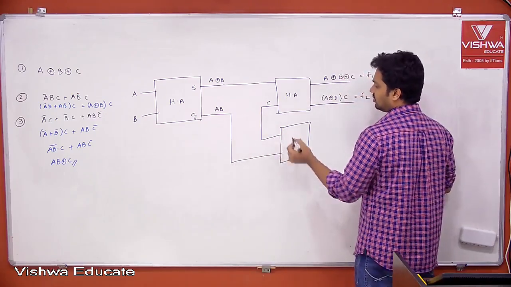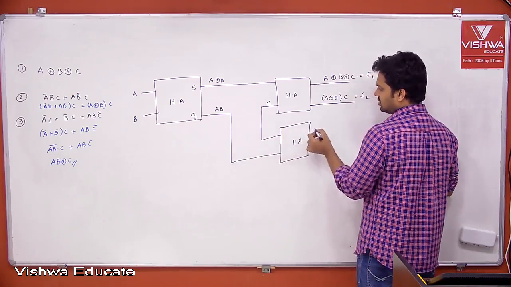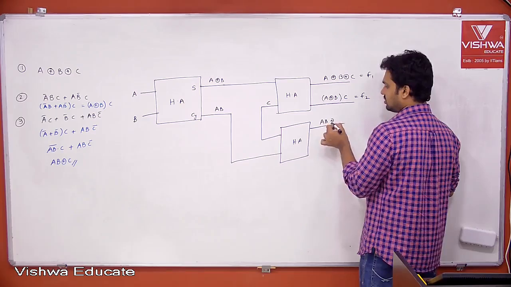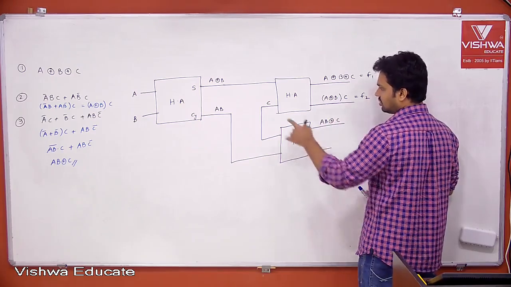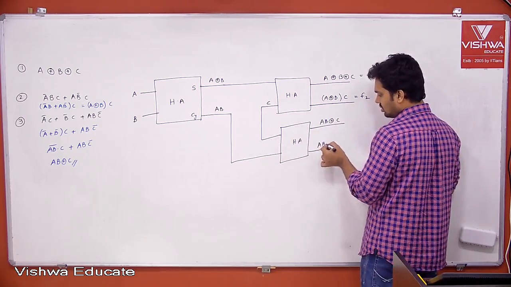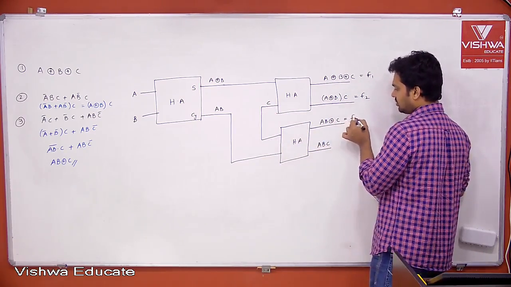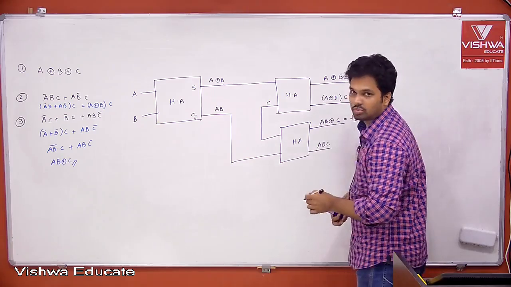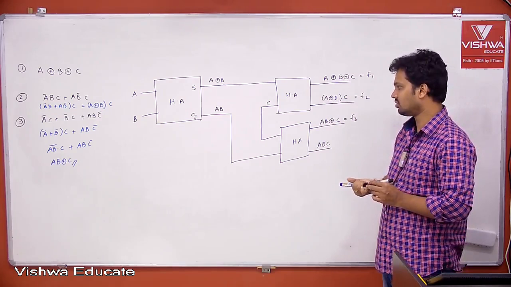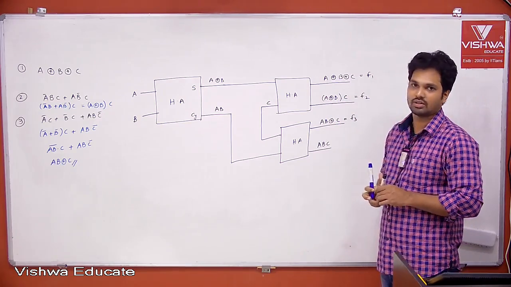Now take one more half adder. What are the inputs? A, B and C. So what is the output? A, B XOR with C. What is this output? Multiplication of these two, that is A, B, C. But this is what we require. So we got all the outputs required or not. Function 1, 2, 3 are available for us. So how many are required? 3 half adders are required. Copy it.